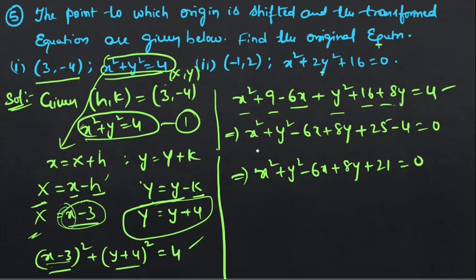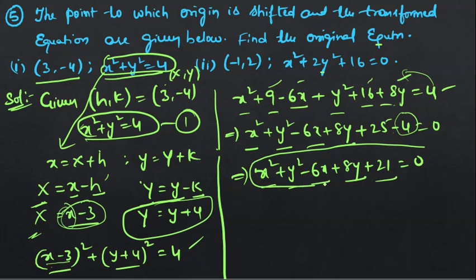So now we'll add the like terms. x square term is only 1, so I'll write 1 x square. Similarly y square is only 1 y square. Then x term is only 1, that is minus 6x. y term is only 1, that is plus 8y. Then constant numbers 9 plus 16 is 25. Then when this 4 comes to the left side, it will become minus 4. So further if I simplify, this will come as x square plus y square minus 6x plus 8y plus 21 is equal to 0. So this is the original equation with respect to the given transformed equation, right? So this is the original equation.